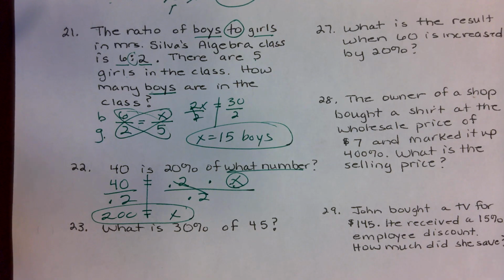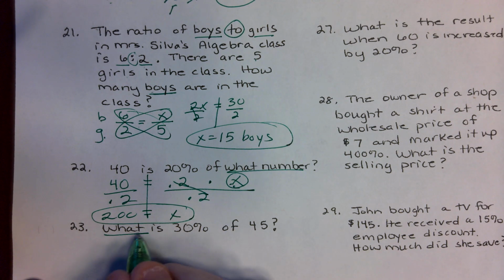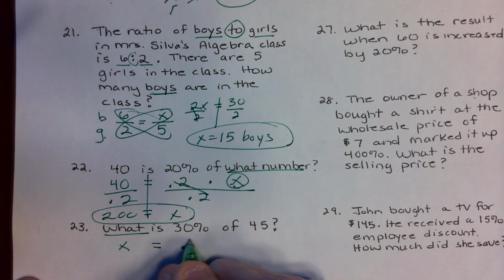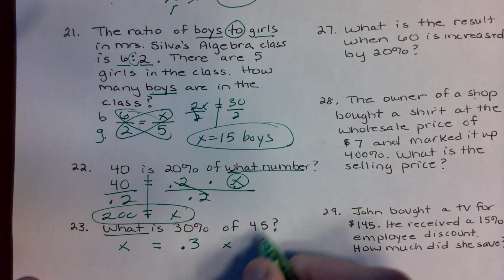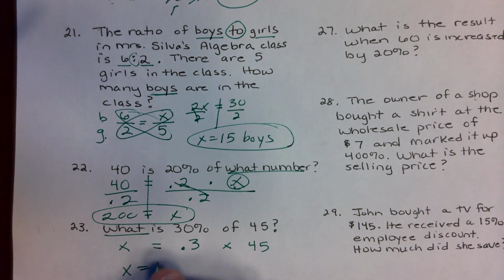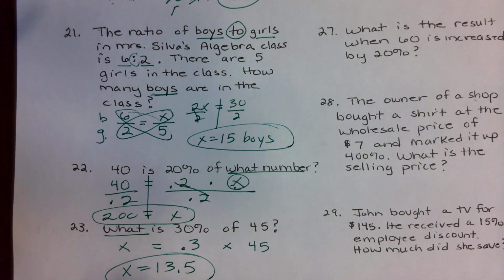All right, the bottom one. What is 30% of 45? So what, that's my variable, is 30% of 45? Simply a multiplication problem. Multiply that out and you get x equals 13.5.